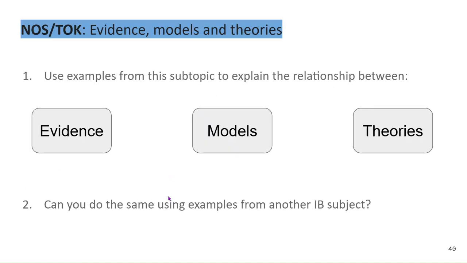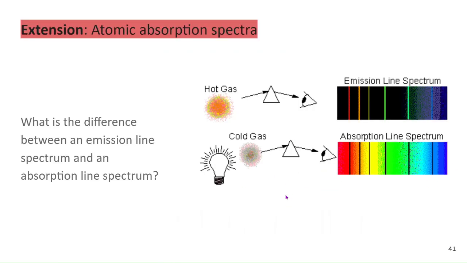Your next set of questions is use examples from the subtopic to explain the relationship between evidence, models, and theories, right? So how does emission spectra and these transitions relate to evidence, models, and theories? And then can you do the same using examples from another IB subject? So pick some other subject and explain the relationship between these things. And then I believe this is the last one. Let me check real quick. Oh no, there's one more.